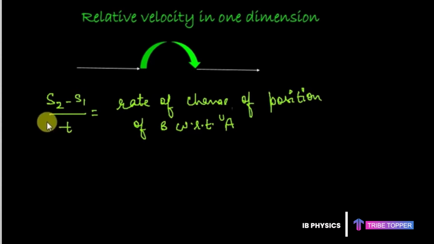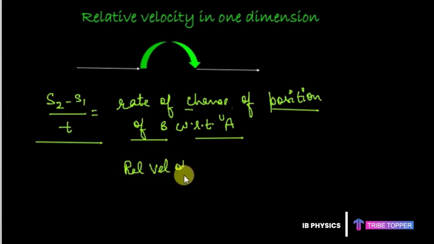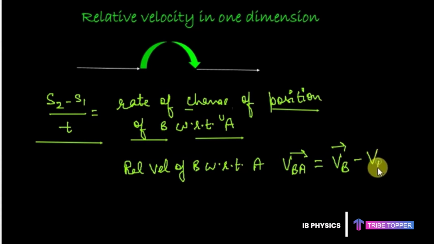Thus we can say that the rate of change of the position of object B with respect to A gives us the relative velocity of object B with respect to A. Therefore we write the relative velocity of B with respect to A as VBA, just a notation. VBA is equal to VB minus VA, as you just saw, it's V2 minus V1, or VB minus VA.